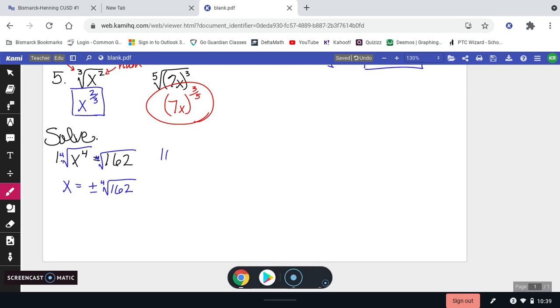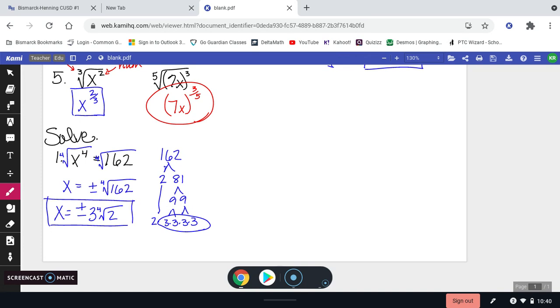Let's do a factor tree on 162 and see if there's anything we can get. This is going to be 2 times 81. 81 is 9 and 9. And then I've got some 3s. And this 2 comes all the way down. For the 4th root, I've got a group of 3s. So I go plus or minus 3 times the 4th root of 2. So there's 2 solutions for that one.